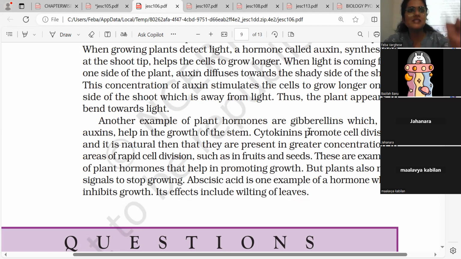The meaning of the term is cell division. Okay. So the cell division in regions where rapid cell division has to happen, like the fruit or the seed, it has to grow rapidly when compared to the rest of the plant part. So in those regions, cytokinins are secreted.